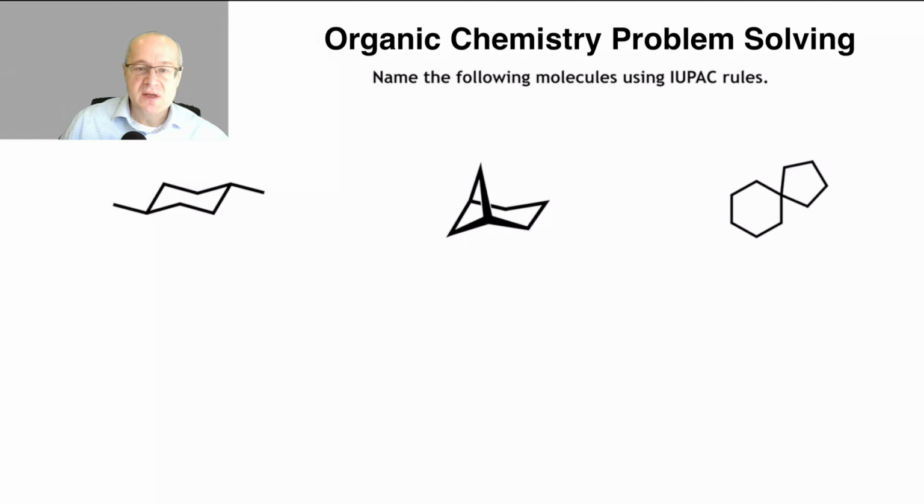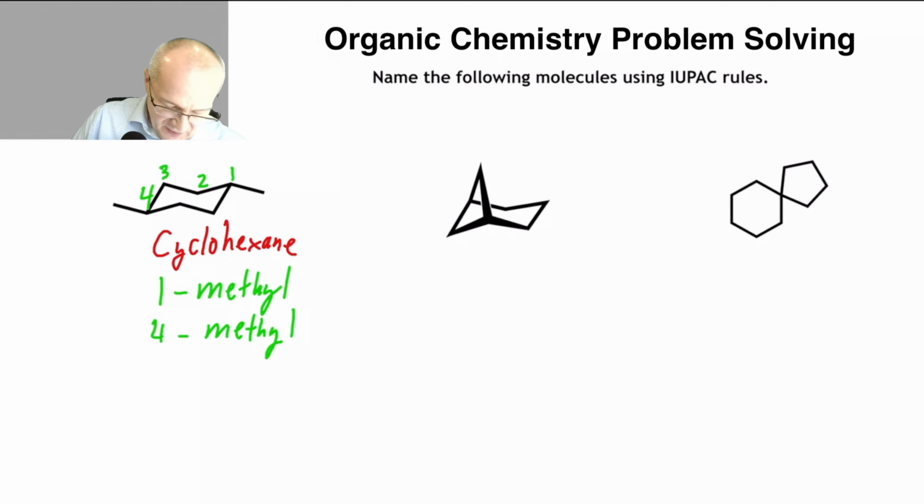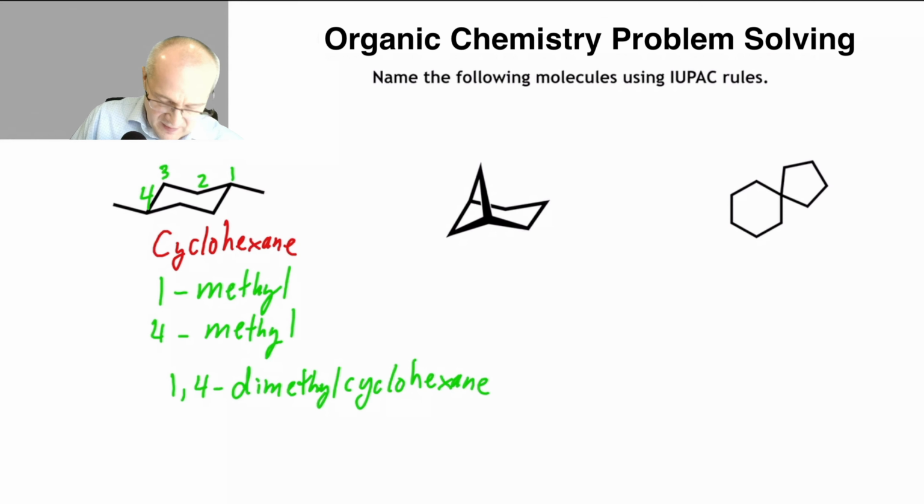It's a simple cyclo system, just a monocycle. It's got 6 carbons, 1, 2, 3, 4, 5, 6. So that is a cyclohexane. We have 2 substituents, and they both happen to be methyl. So 1, 2, 3, and 4. So we have a 1-methyl and a 4-methyl. Okay, very simple. Now, when we put it all together, we would get 1,4-dimethylcyclohexane. And that's almost correct.